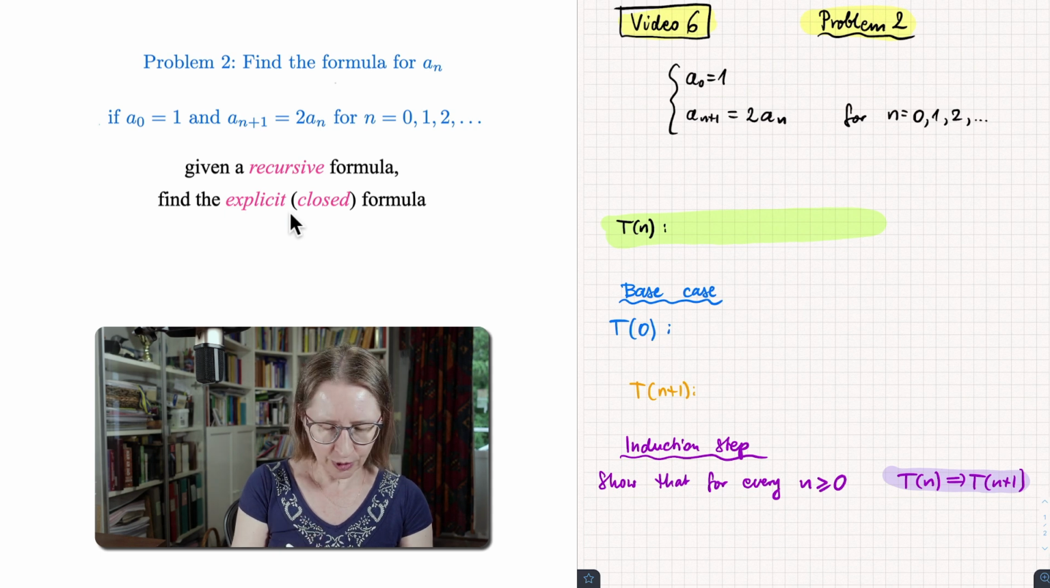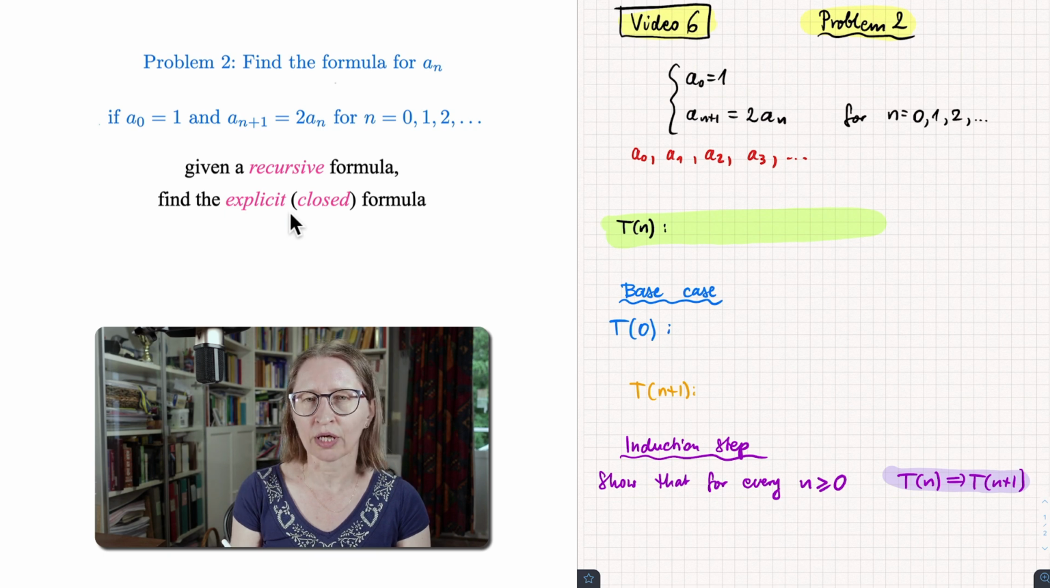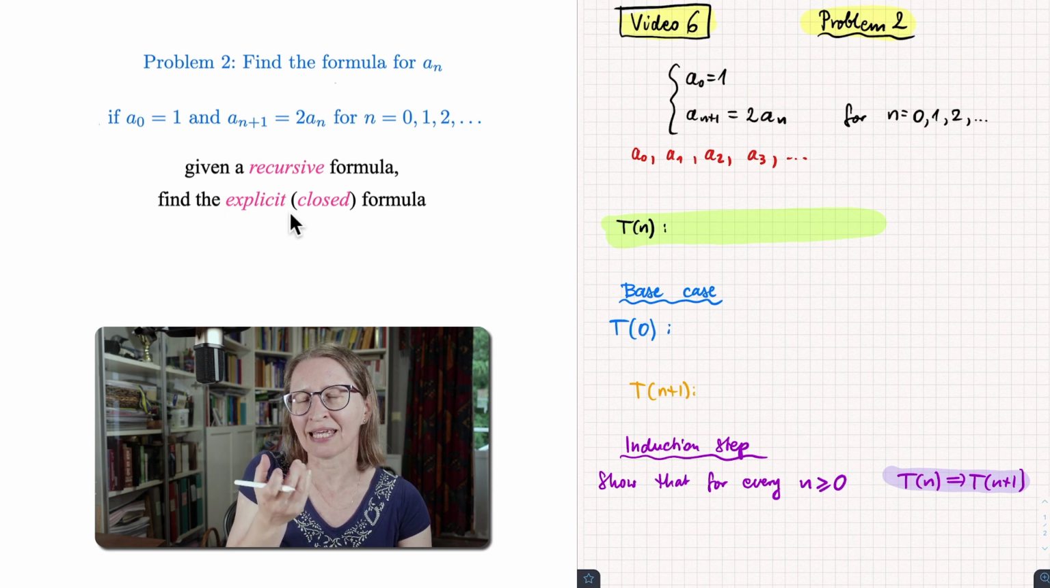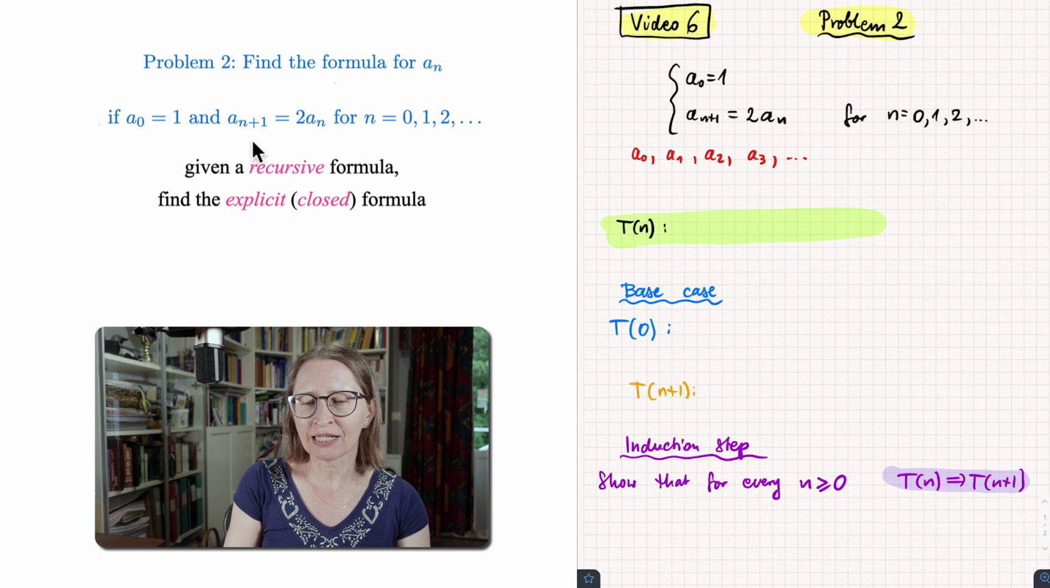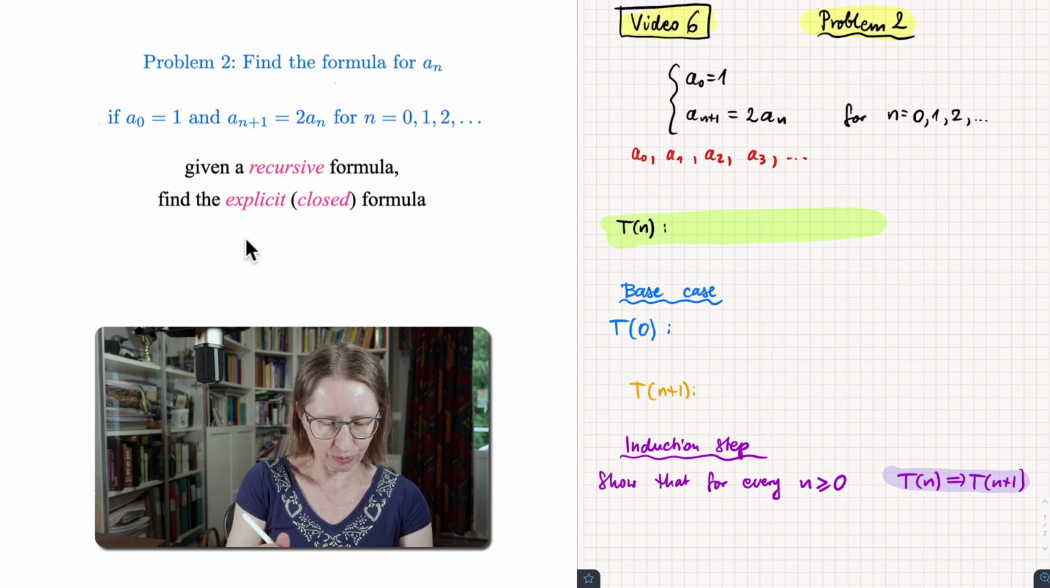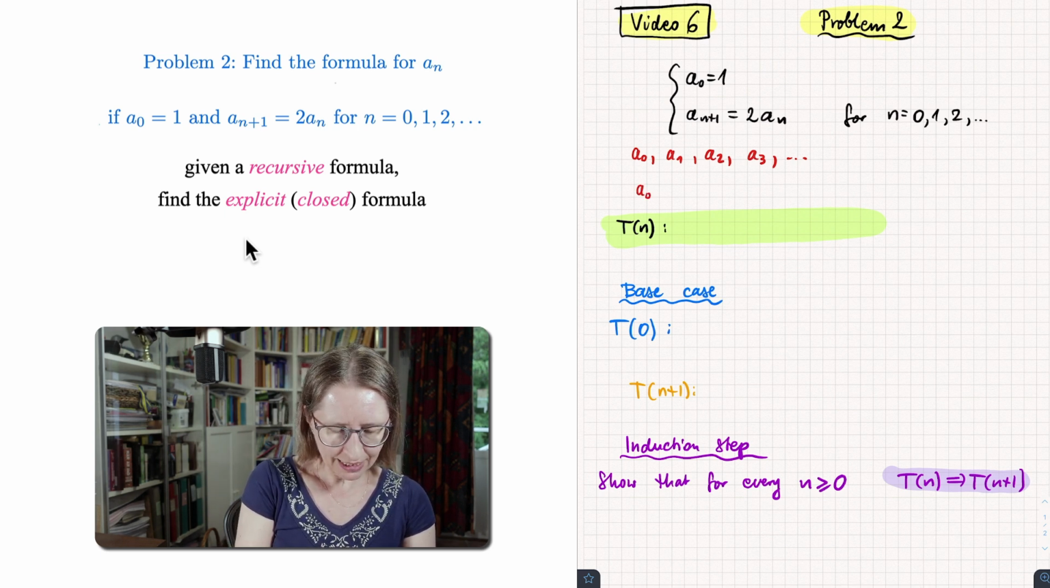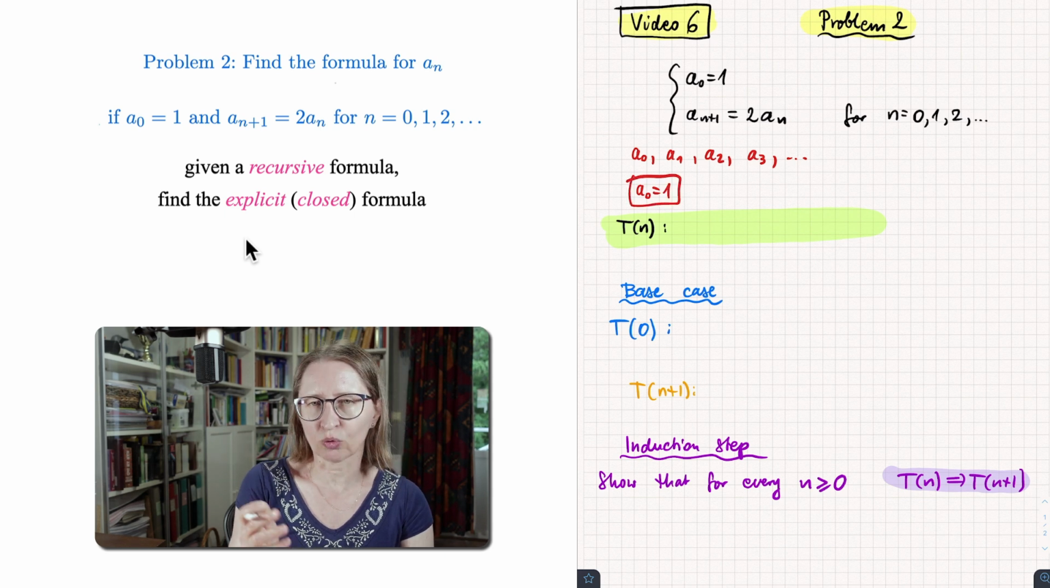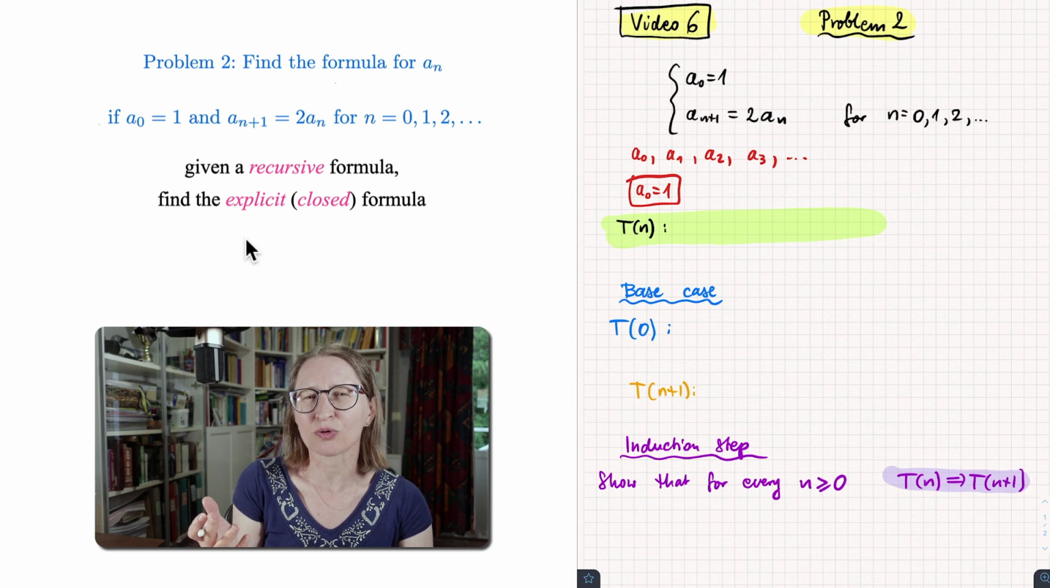So this sequence will be a_0, a_1, a_2, a_3, and so on. But by now you don't really have a formula for each element a_n, but you know how the next one is produced from the previous one. Here is a recipe for this. And now let's try to find out what this closed or explicit formula will be. Okay, first will be a_0 is equal to 1. Here we don't have to guess anything, it is simply given to us, right?